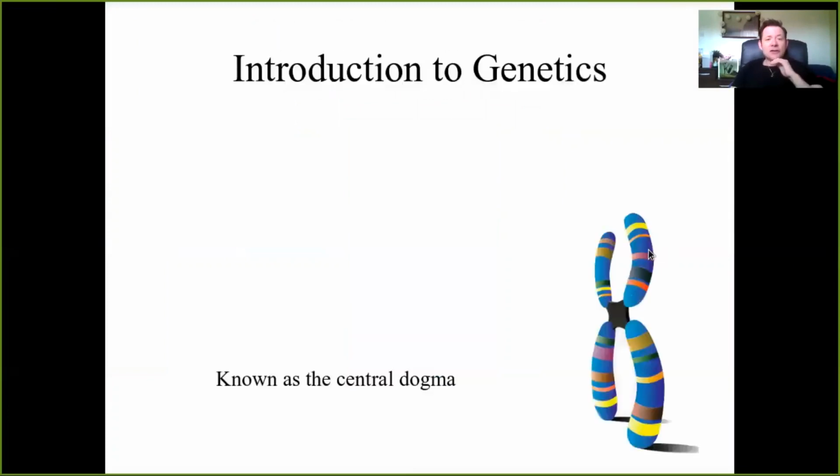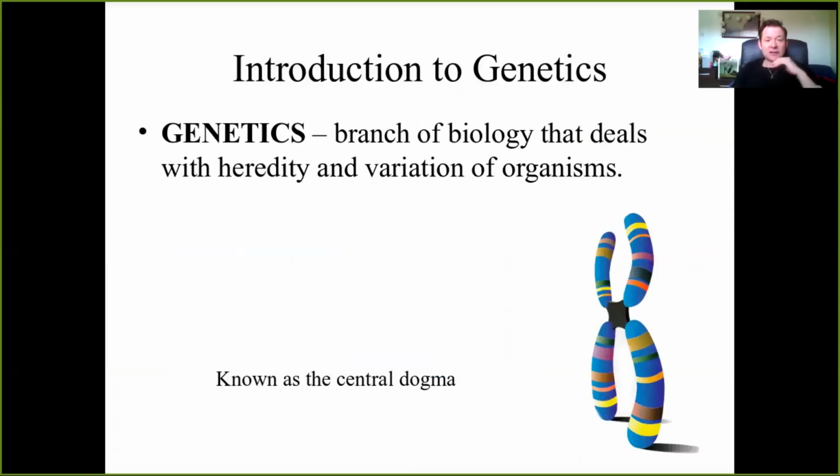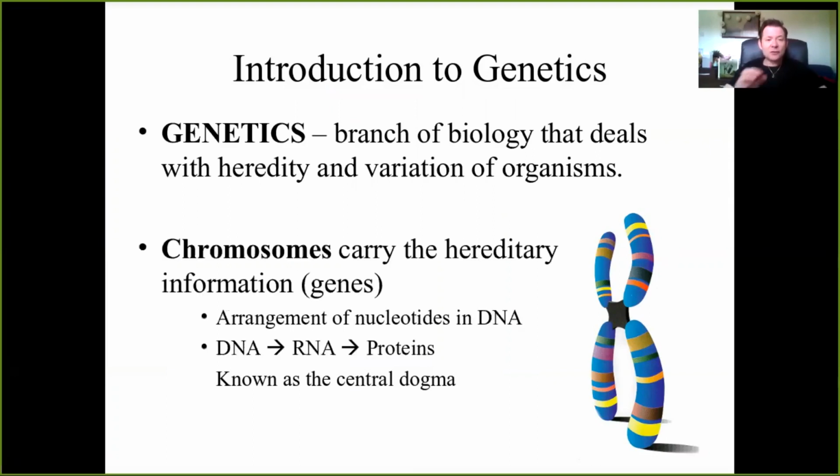So let's start with an introduction to genetics. Genetics is a branch of biology that deals with heredity and variation of organisms. On the right, you can see a chromosome, a sort of stylized version of a chromosome anyway. Chromosomes carry the hereditary information, the genes. So a certain chromosome, for example chromosome 1, would carry a certain set of genes. Chromosome 2 would carry a different set of genes.